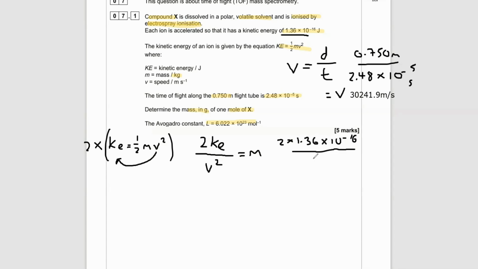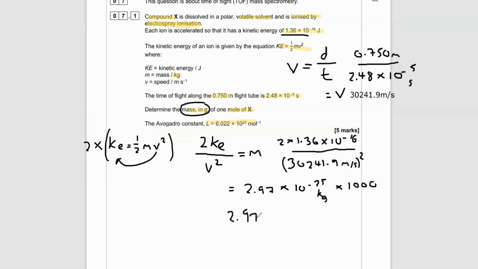So let's carry out that and find out what our mass is. So 2 times 1.36 times 10 to the minus 16, that's the joules. We're going to divide that by the velocity that we calculated at first, which is 30,241.9 meters a second. We're going to square that answer, and that's going to give us 2.97 times 10 to the minus 25.